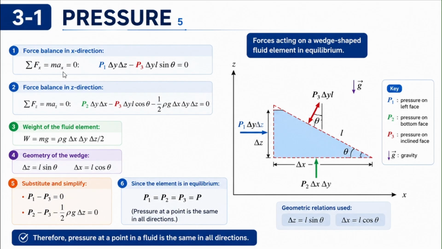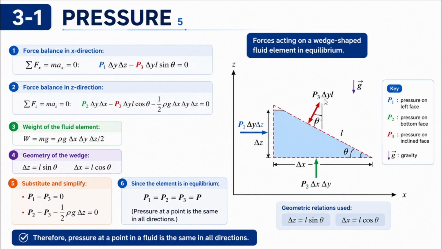Along the x direction, sigma Fx is equal to m times ax, equal to 0. Since it is in static equilibrium, the acceleration is equal to 0. So sigma Fx equals 0. Now for this particular pressure, you will have that whole component acting along the x-axis. So that's why this is written as a whole, and it is acting towards the positive x-axis, so it is positive.